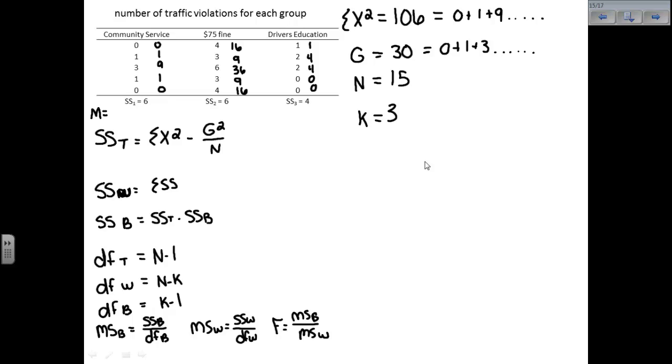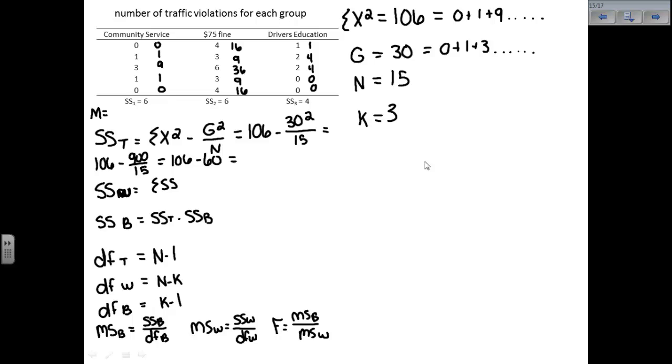So now we're ready to plug in those values to find the sum of squares, degrees of freedom, mean squares, and F. So the sum of x squared, found that, it's 106, minus G squared, so 30 squared, divided by N, 15 people in the study. So this becomes 106 minus, well, 30 squared is 900, and 900 divided by 15, you end up with 106 minus 60.